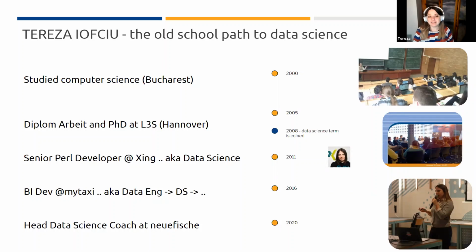So I applied, and it was indeed on the data team, which was called back then content discovery. And they were kind of all developers. And so, yeah, I stayed at Xing for like 3.5 years. And then I started, yet again, 2016 was also not a very good year to get a data science job still, as a BI developer at my taxi, which is called now FreeNow.